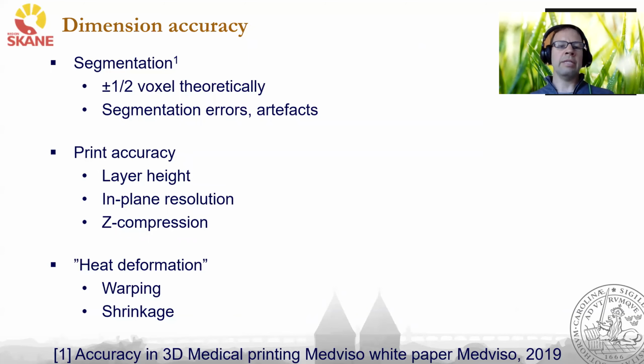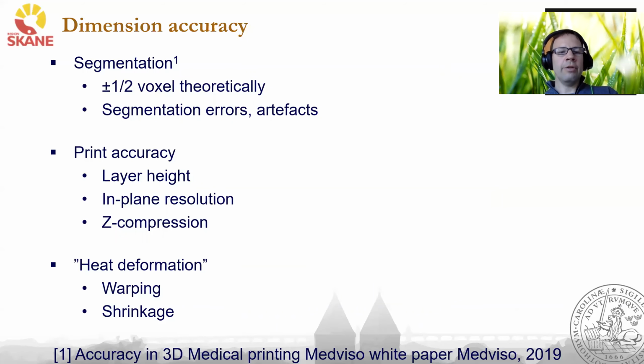The best segmentation accuracy you can theoretically do is plus minus a half voxel, but often you're way less than that. It depends on noise and other things. So you have the segmentation errors, and they are much worse if you have image artifacts that can show lines and streaks that hide things in the objects, in the volumes or so.